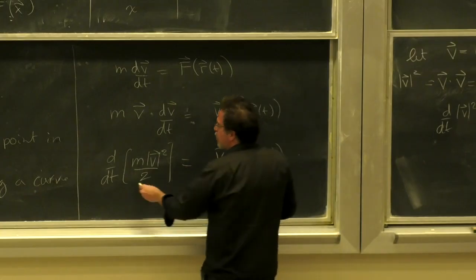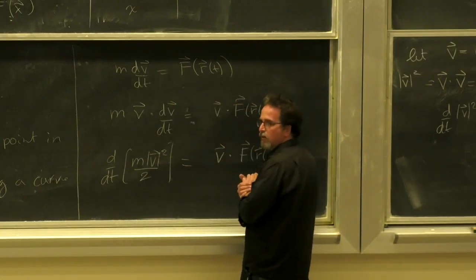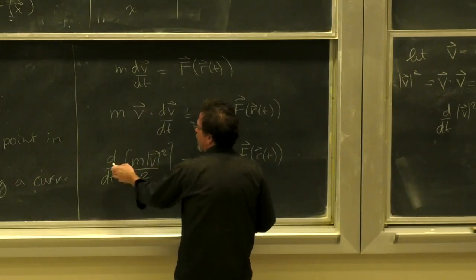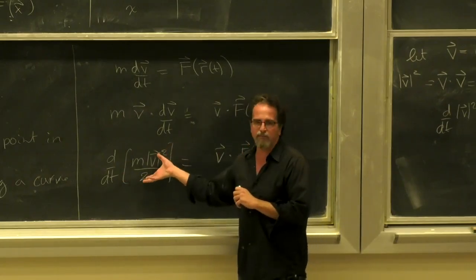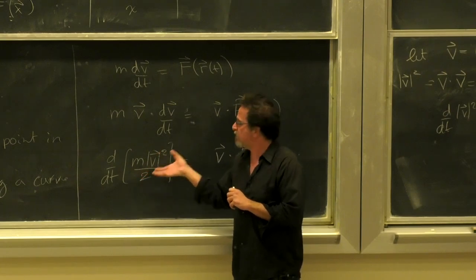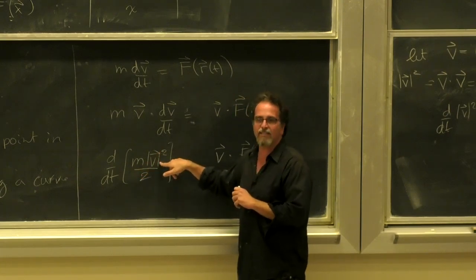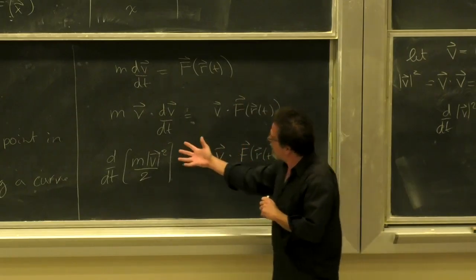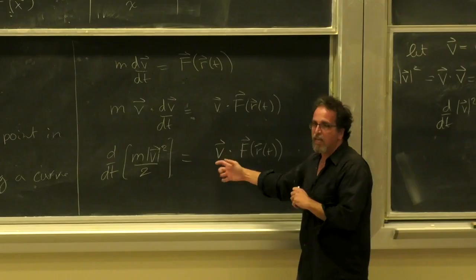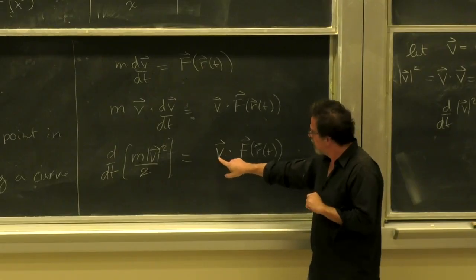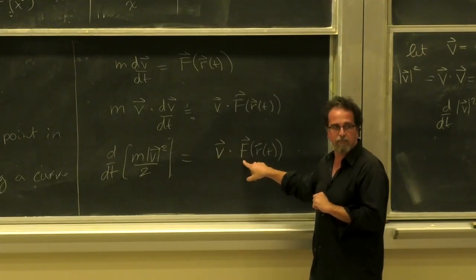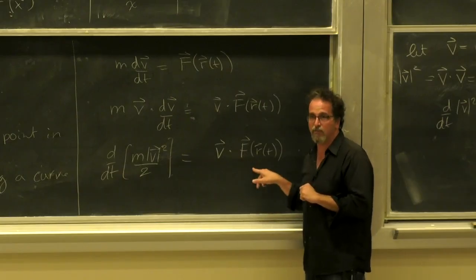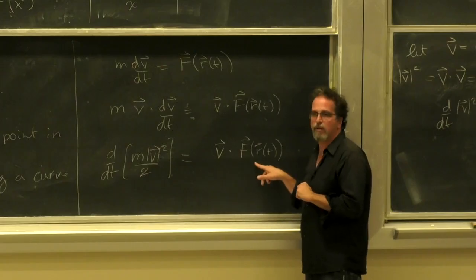But this is going to have units of kilograms meters squared per second squared. And this is kilograms meters squared per second squared divided by time. So this is the time rate of change of this quantity. And this quantity measures your velocity squared. Something about your velocity squared times your mass. And that combination changes if, look what's happening, if your velocity is not perpendicular to the force. If your velocity is perpendicular to the force, this dot product is 0.